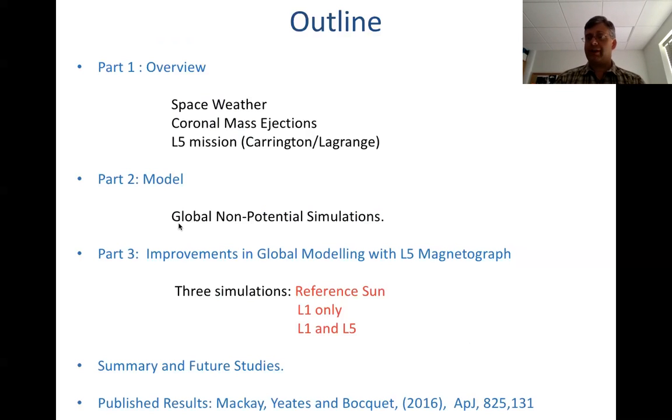Now, all the results that I'm going to talk about today have already been published, in a paper back in 2016, which was a study between myself, Anthony Yates from Durham University, and Francois Bocquet, who at the time was at the UK Met Office.